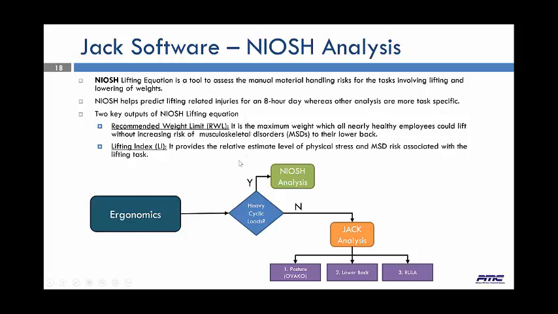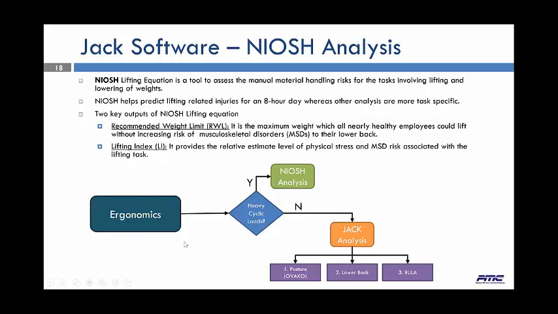That's the maximum weight which nearly all healthy employees can lift without increasing risk of musculoskeletal disorders to their lower back. And the lifting index, which provides a relative estimate of the level of physical stress and musculoskeletal risk associated with the lifting task. So the process looks kind of like this.